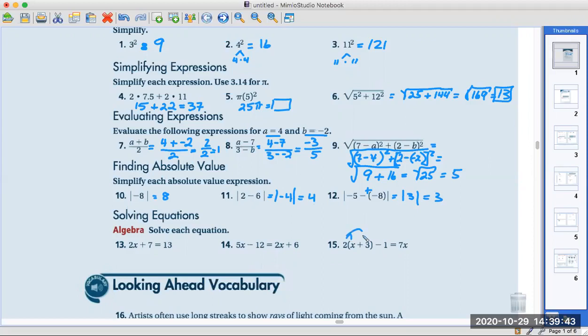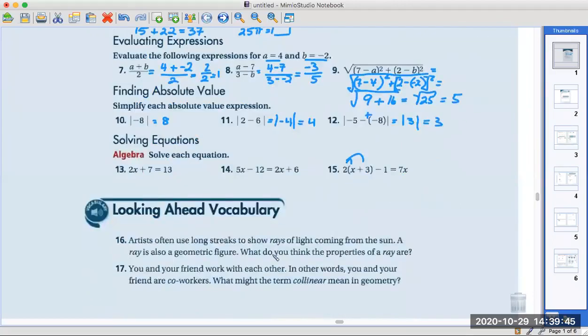Solving equations, let's do the hardest one. We need more practice. We had so much practice already. 2 times x is 2x. 2 times 3 is +6. Minus 1 is 7x. Subtract 2x from both sides. Line them up. 6 minus 1 is 5. 5x. Divide by 5. Cancel. X is 1.